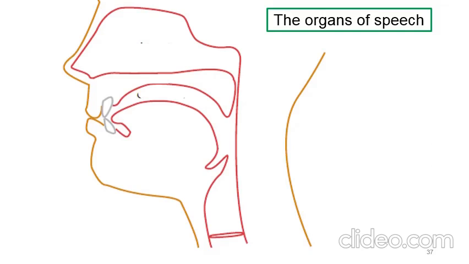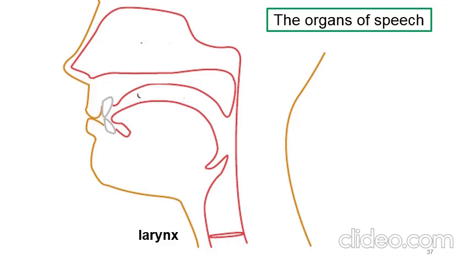We all speak with air from the lungs. As students of phonetics, we need to study phonemes. But before we do that, we need to know the organs responsible for the production of speech sounds. This is a side view of parts of the throat, nose, and mouth that we use to make English speech sounds. The air leaves the lungs and comes up through the windpipe and arrives at the larynx.